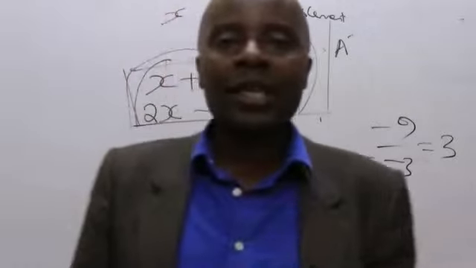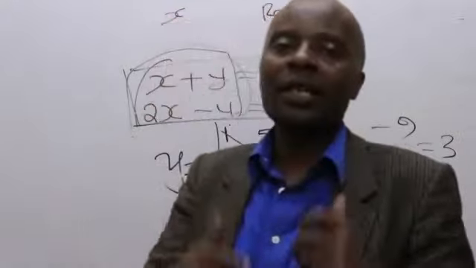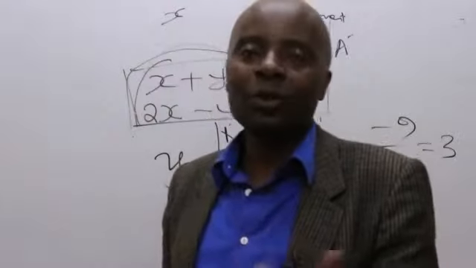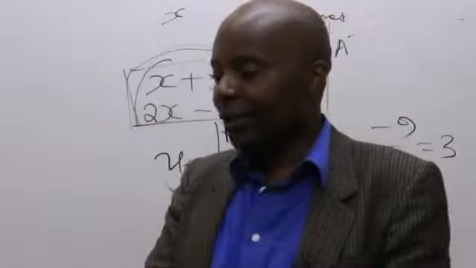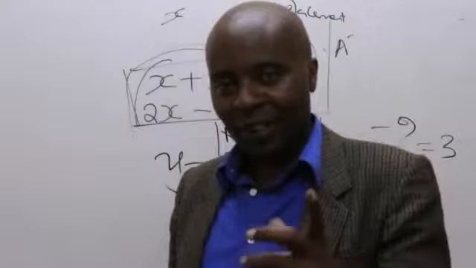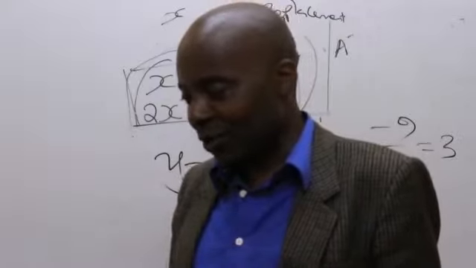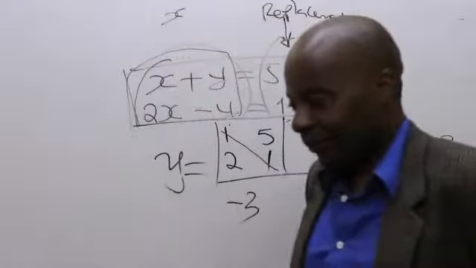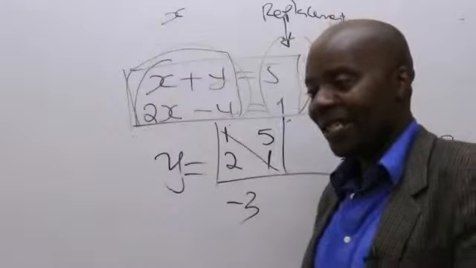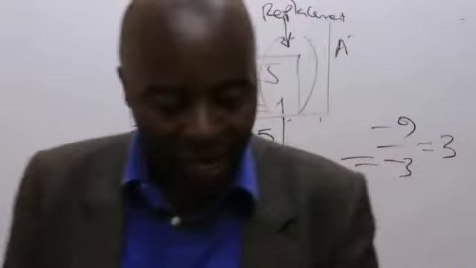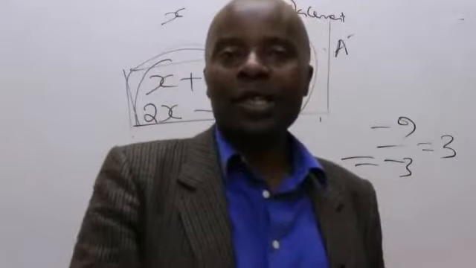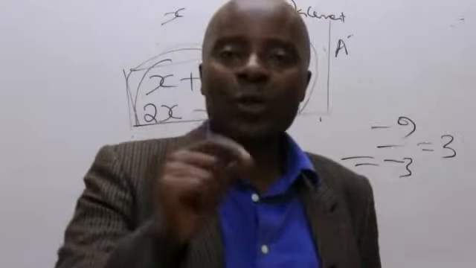Now, between the inversion method of getting simultaneous values, X and Y, and the Cramer's rule, which method do you think is better? Is it Cramer's or inversion method? Cramer's is easier, yes. And remember, your examiner does not restrict you. He simply tells you to use matrices.